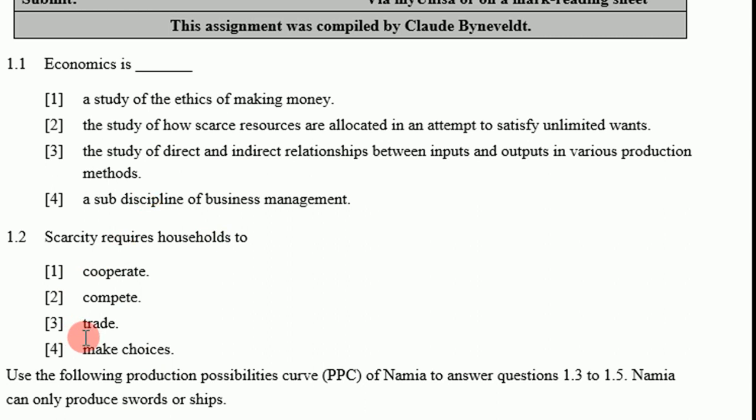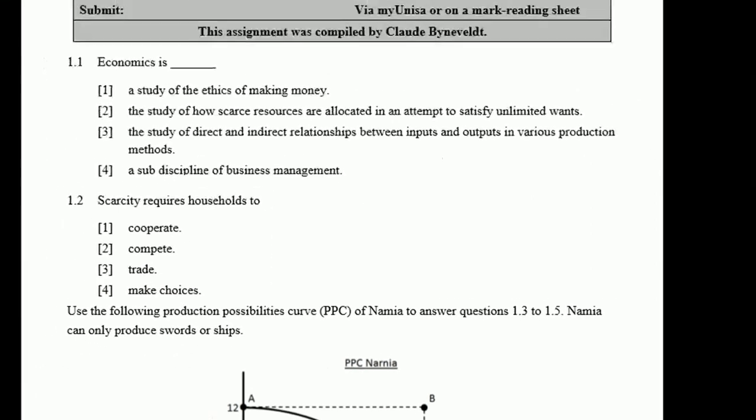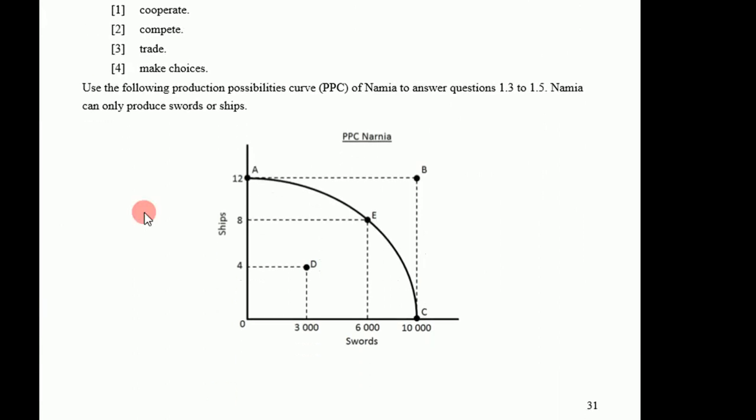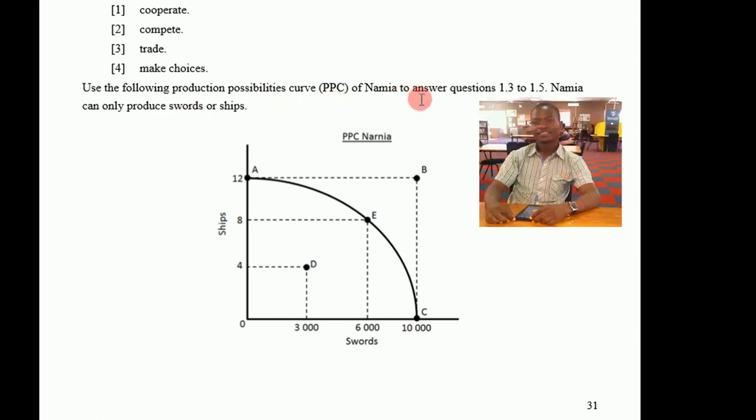That's making economic choices. We have to arrange our needs in chronological order and then make sure that we start accomplishing them in order of importance, just like that. So here answer is 4. We have to make economic choices, right? Then use the following production possibility curve of Namia to answer question 1.3 and 1.5.